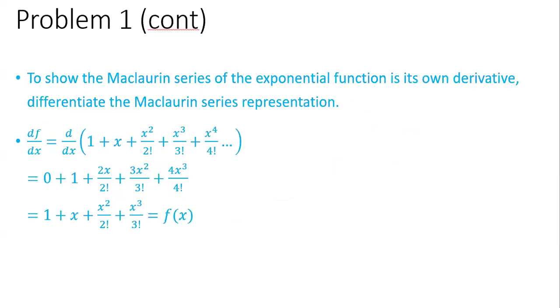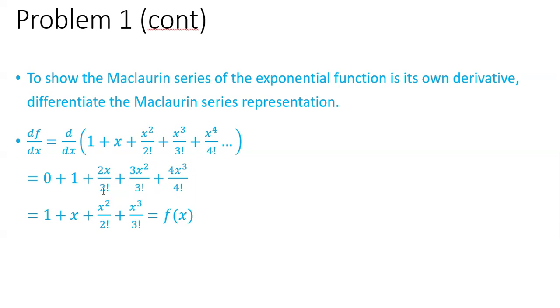Now to answer the second part, to show the Maclaurin series of the exponential function is its own derivative, we just differentiate the Maclaurin series representation. Remember, we can differentiate and integrate power series. So we differentiate this guy. What do we get? Derivative of 1 is 0. Derivative of x is just 1. Derivative of this, we need the power rule, so it'll be 2x over 2 factorial. Power rule, 3x squared over 3 factorial. Power rule, 4x cubed over 4 factorial.